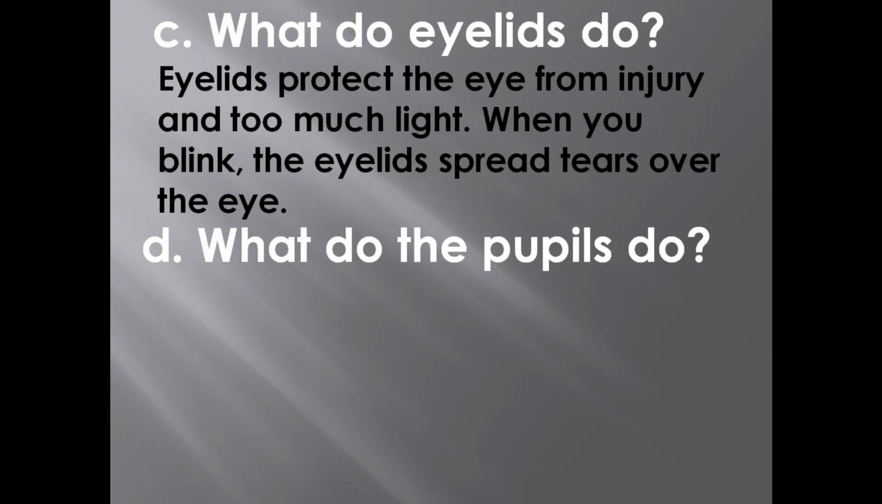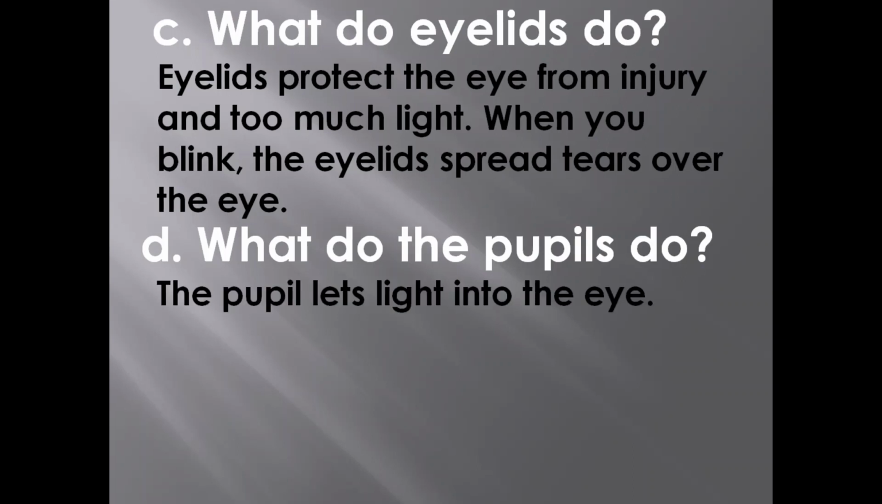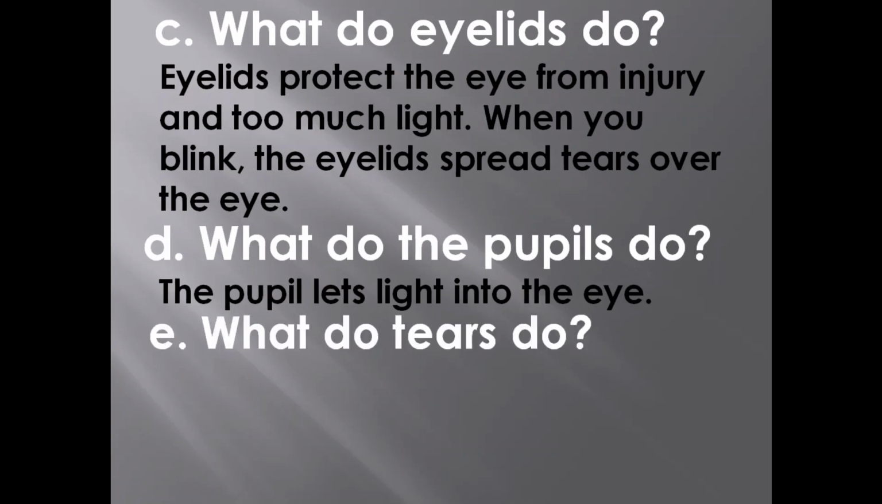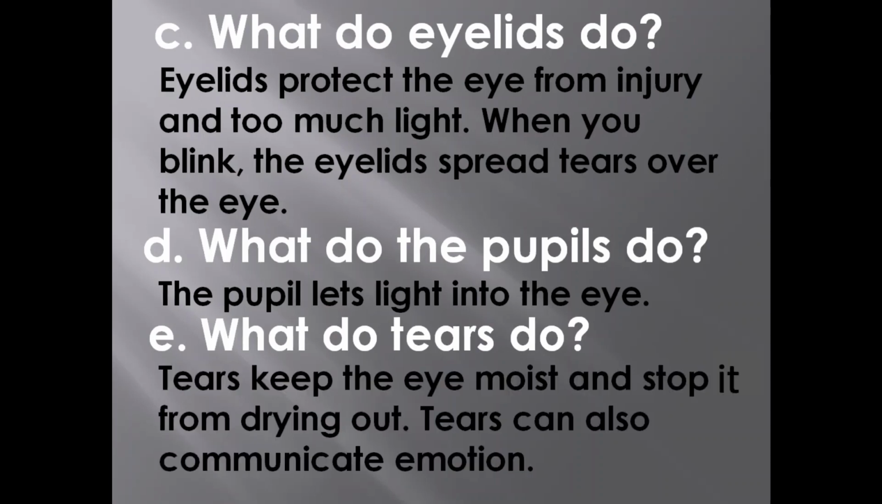Letter D, what do the pupils do? The pupil lets light into the eye. Letter E, what do tears do? The tears keep the eye moist and stop it from drying out. Tears can also communicate emotion.